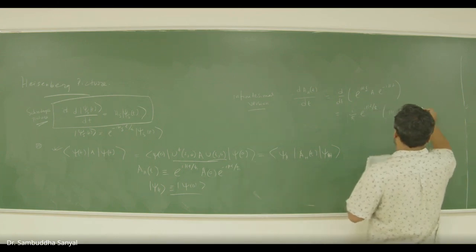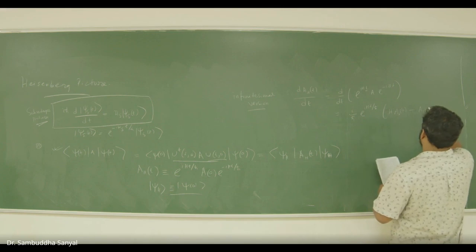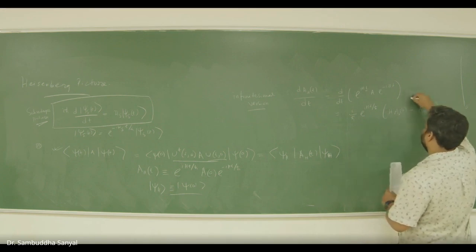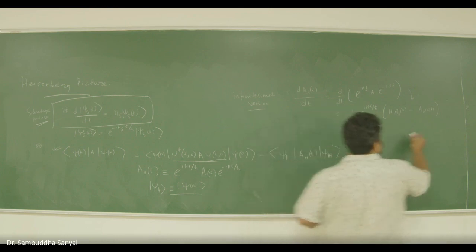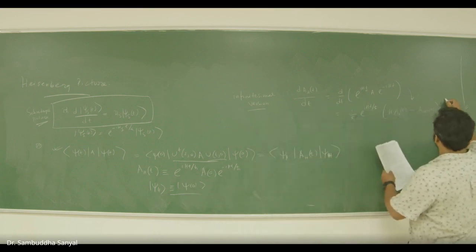AH0 minus A0H. Maybe just do this one line. Take derivative. This is your homework. Given your current state, I am afraid to give you anything more.